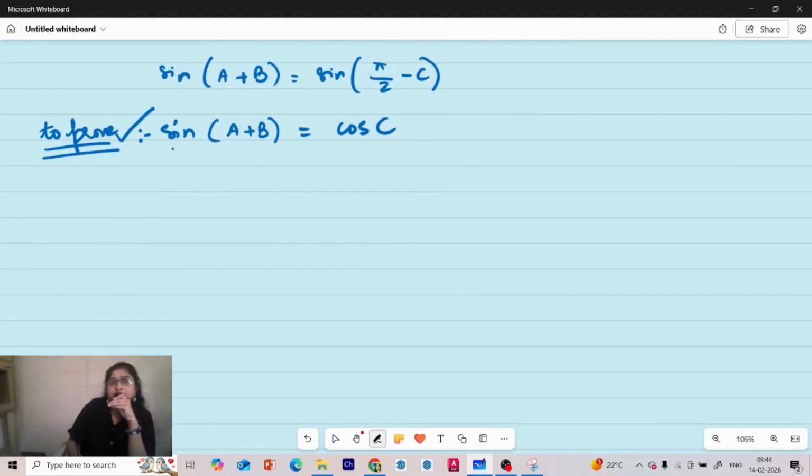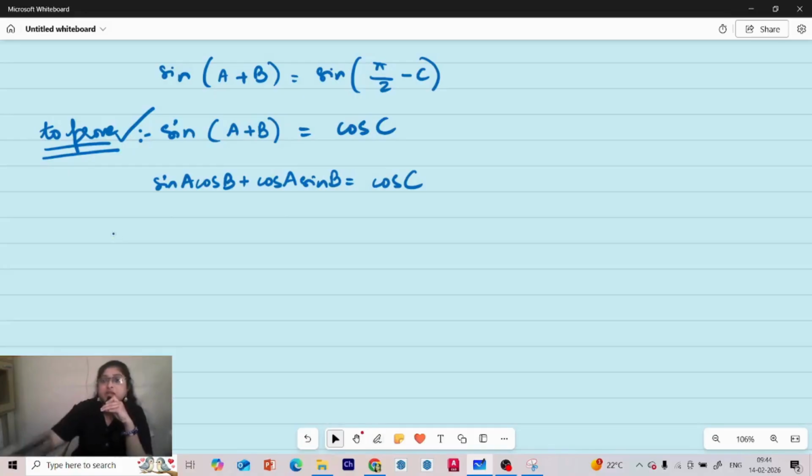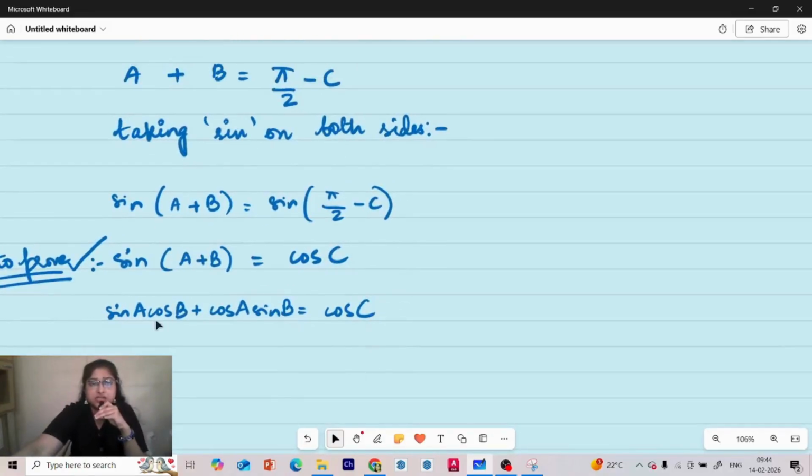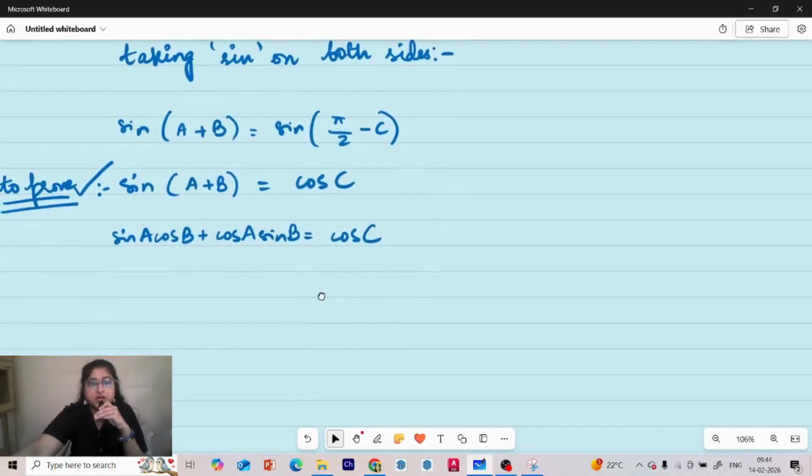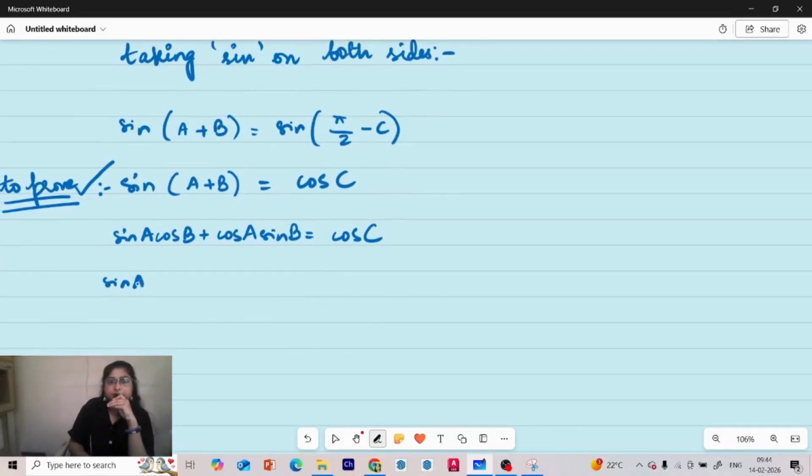Okay, so if I have to do this, it is very easy. Sin of a plus b is the direct formula: sin a cos b plus cos a sin b is equal to cos c. We have to prove this. Okay, so let us just consider our LHS. Now we need sin a, cos a, cos b, sin b and cos c. All these values we need to list them down. Sin a, sin b, sin c we already know.